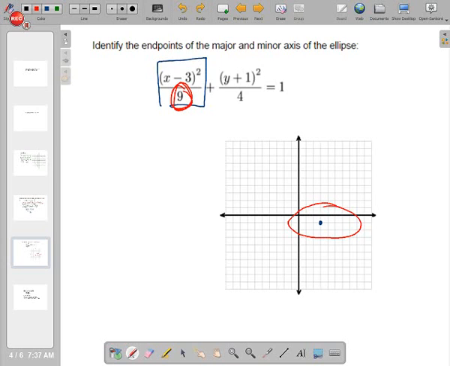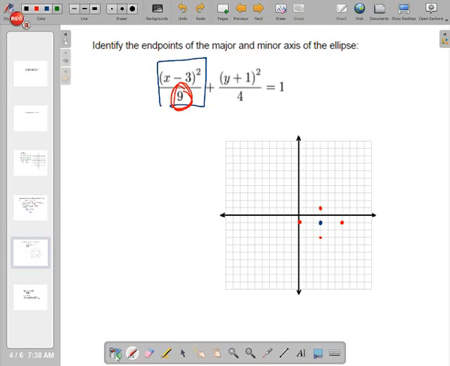So it's going to look something like this. It's going to be flat, it's going to be squished vertically or stretched horizontally, depending on how you look at it. But on the x-axis, the major axis is going to be the square root of that, 3, 1, 2, 3 to the right, and 3 to the left. So the major axis is actually 6 units long. The square root of 9 is 3, so you go 3 right and 3 left. The minor axis is along the up and down vertical axis, so since this is 4, we're going to go up and down the square root of that, which is square root of 4 is 2. Now we have our ellipse, which looks like this.